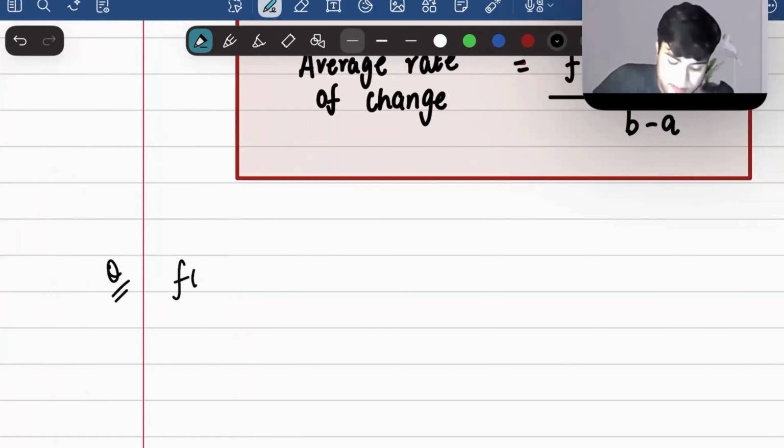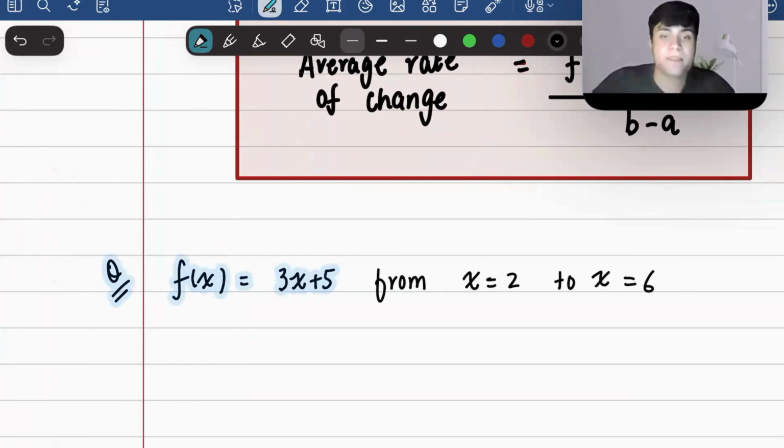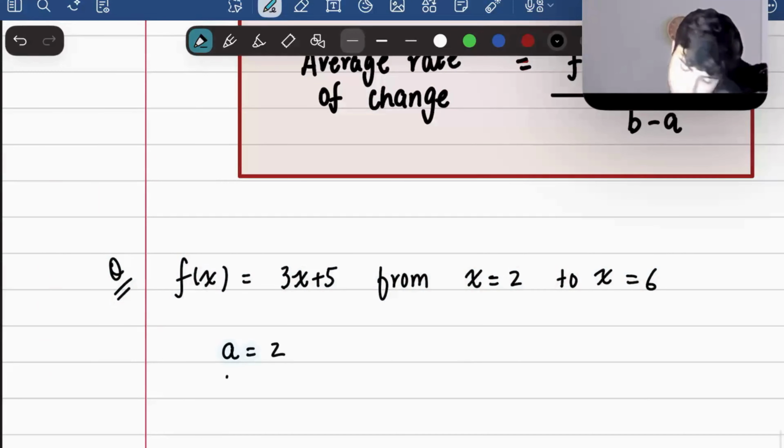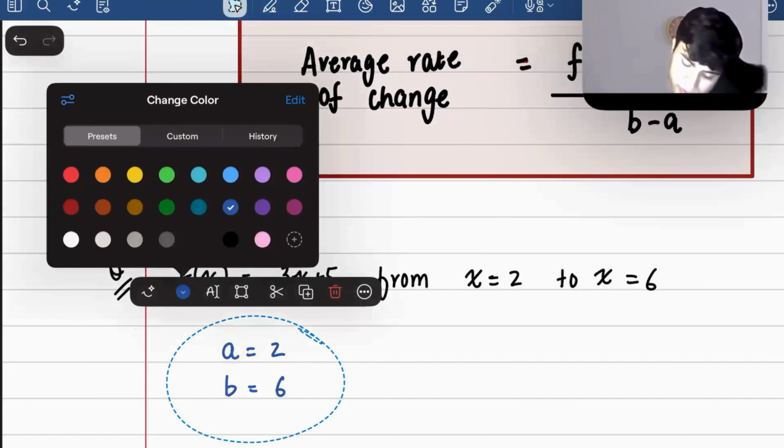Let's say we have f of x equals 3x plus 5. Now I'm going to try this without any graphing, from x values equals 2 to x values equals 6, right? So what we're going to do first is assign a value. A equals 2, b equals 6. Assign values a and b. I'm going to go with the blue.